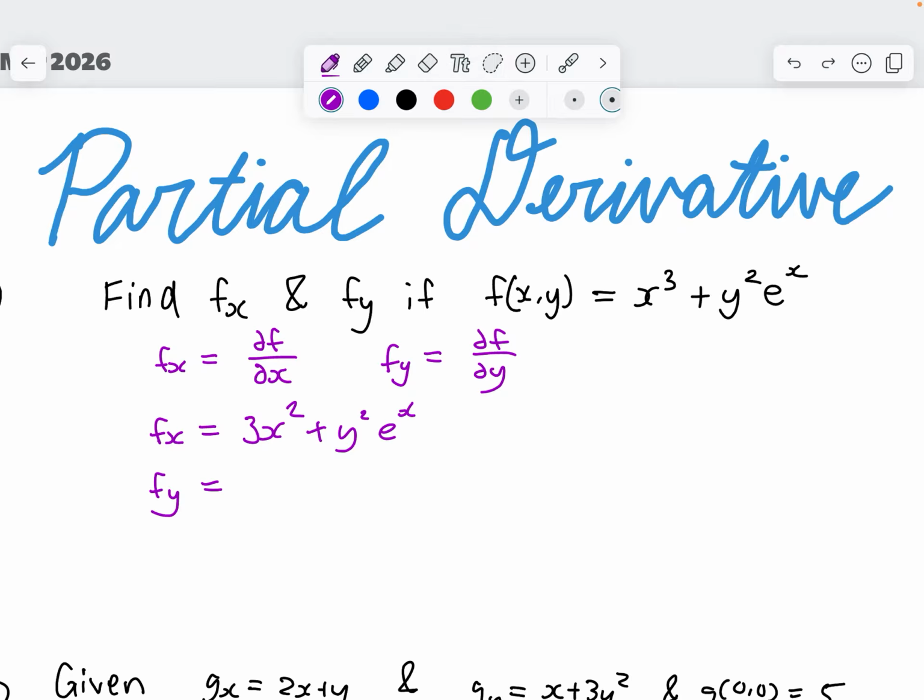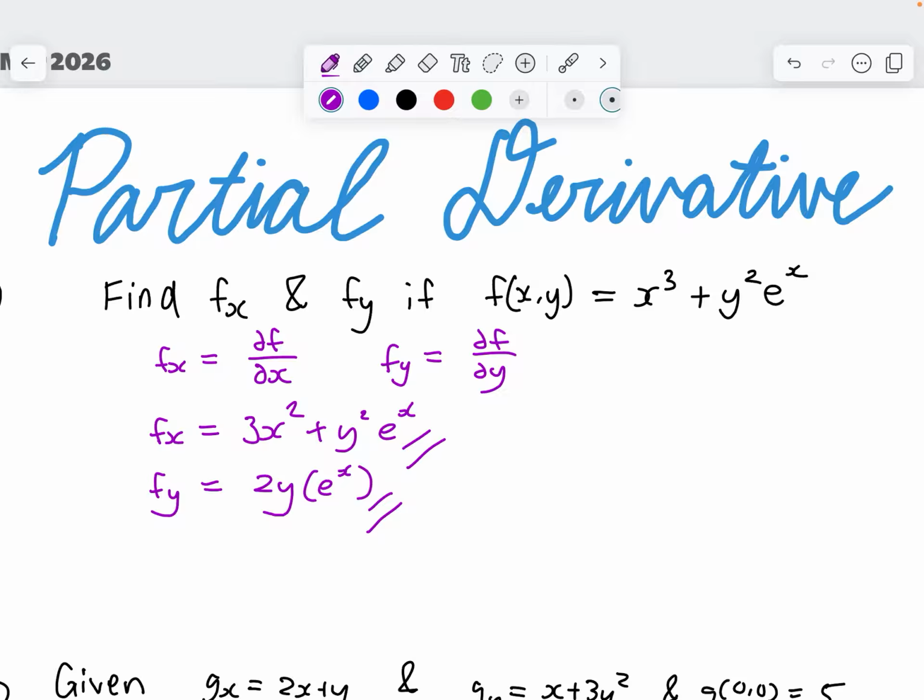So our answer would then be just 2y, because that is the derivative of y squared, and then we multiply by our constant e to the power of x. And there you have it. That is how you find fx and fy.